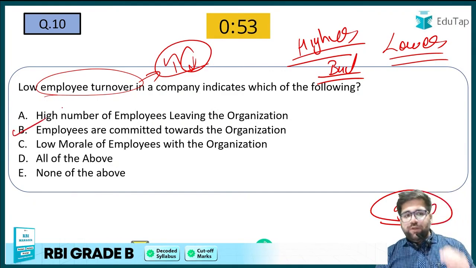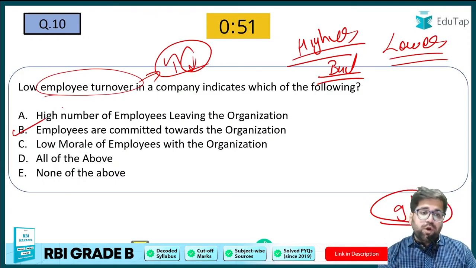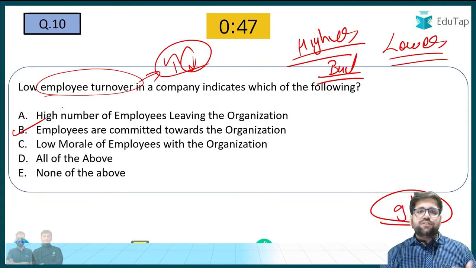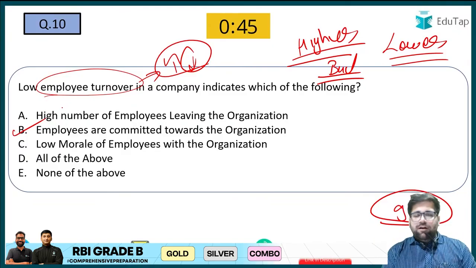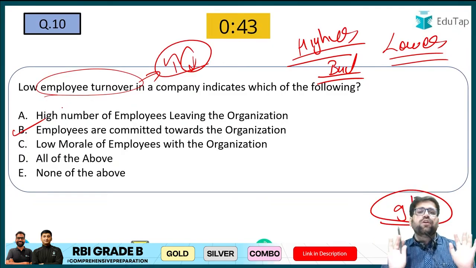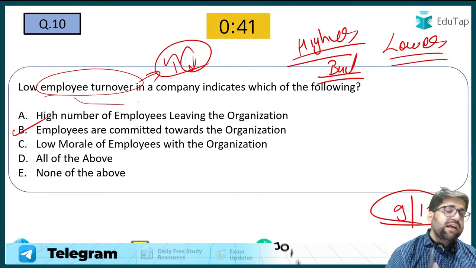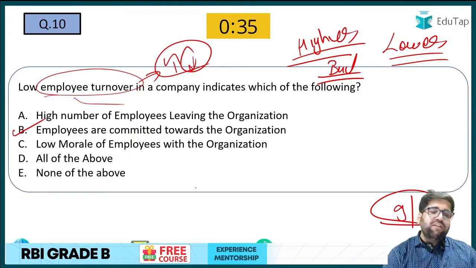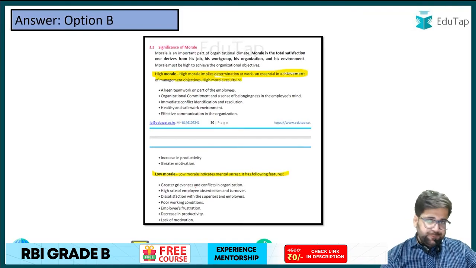If you are having low employee turnover, then it means that employees are committed toward the organization. They are not leaving your organization just for, let's say, salary or something. They are committed to work for our organization, and that is a classic case for this. Now if you want to link this topic, you can definitely link it to the morale part. Morale versus motivation, a very important concept.